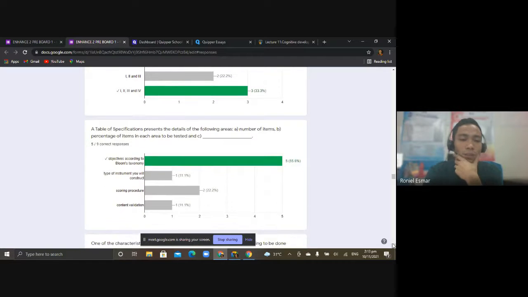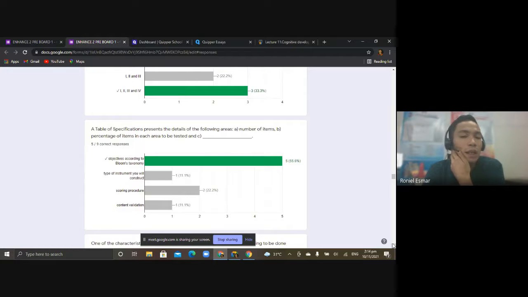Next, a table of specifications presents the details of the following areas: the number of items, the percentage of items in each area to be tested, and A, objectives according to Bloom's taxonomy, type of instrument you will construct, scoring procedure, content validation. It's actually the objectives according to Bloom's taxonomy per item.